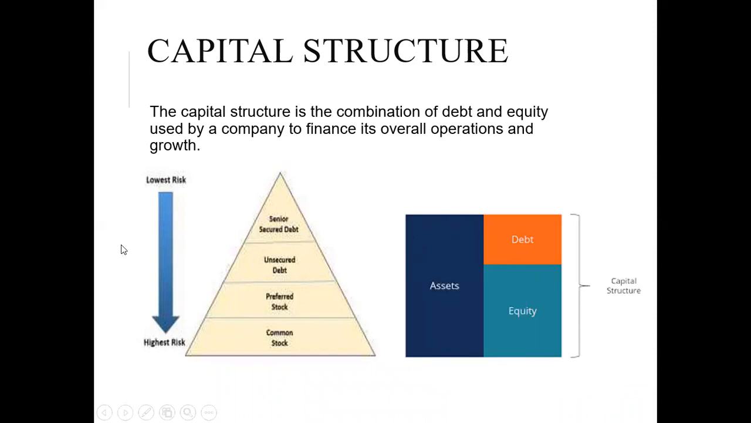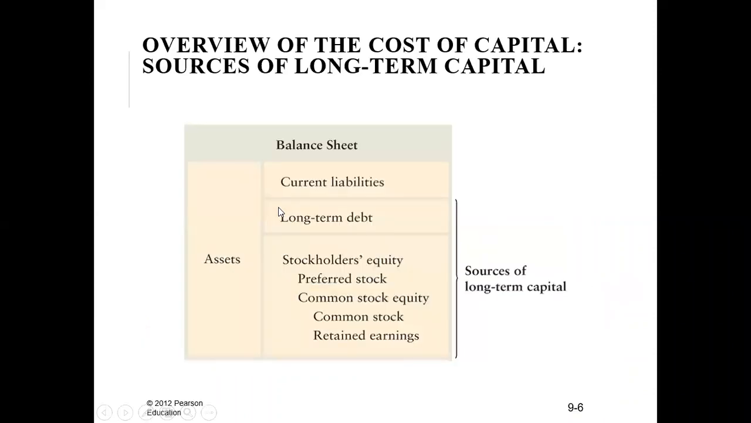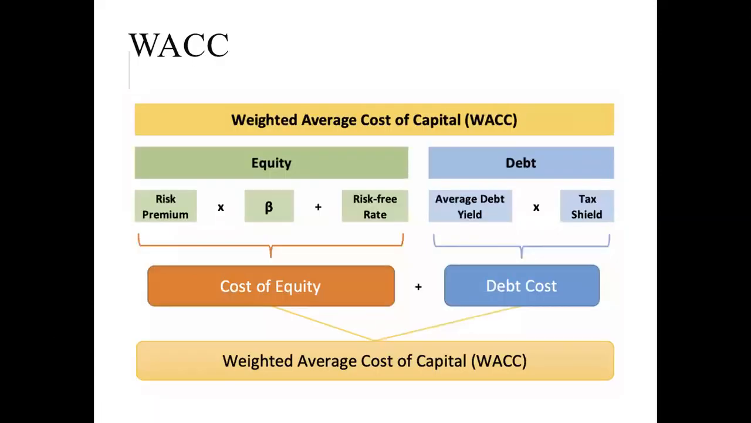So if we look at the capital structure, in this combination of debt and equity, you will see that the common stock carries the highest risk. So dividends will have to be given to the shareholders or stockholders according to their participation in the capital. And the lowest part is the senior secured debt. As we said, it is the asset part, and these are the parts that are the sources of financing my capital: current liabilities, long-term debt, stock equity, preferred and common stock, and then the return.